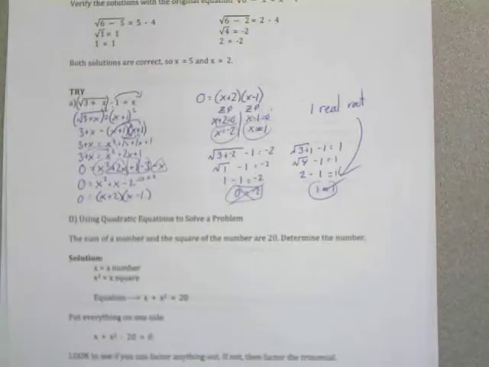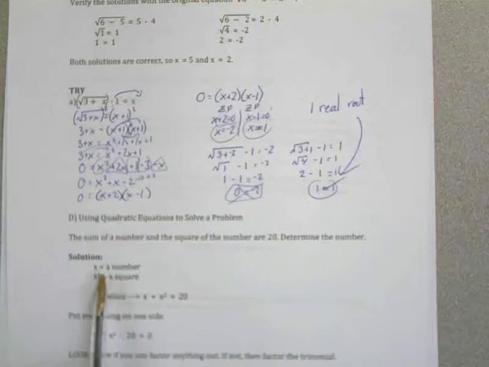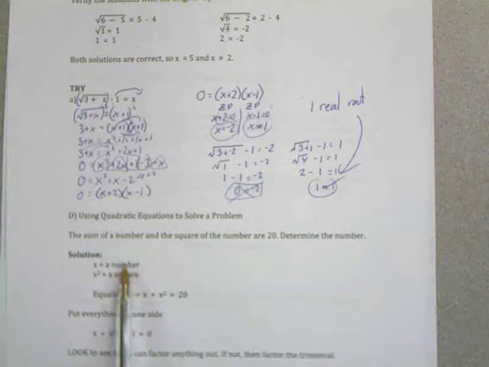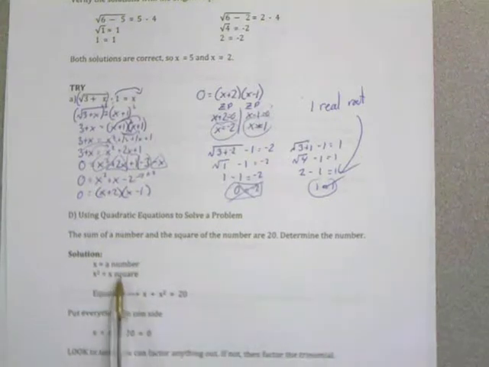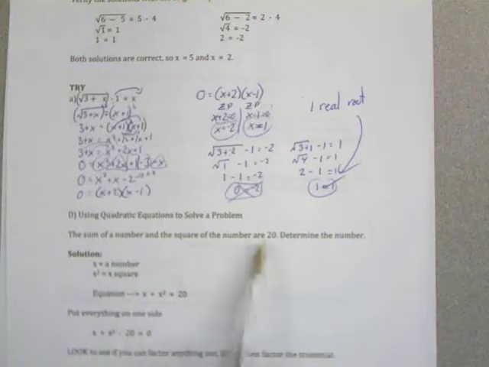Here we're using the quadratic equation to solve a problem. The sum of a number and the square of the number is 20. Determine the number. So we have a number, which is x, and the square of the number, that one's x squared. That's the square number, and the sum is 20. So there it is.